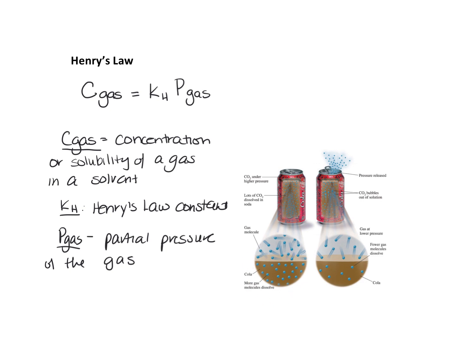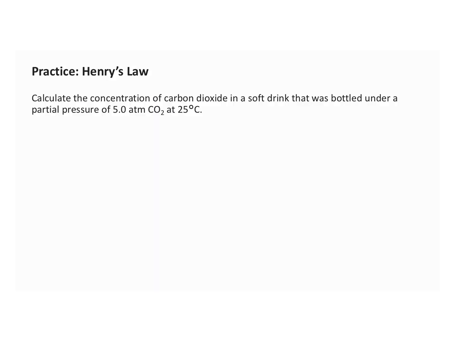So let's look at an example using Henry's law. So we're going to calculate the concentration of carbon dioxide in a soft drink that was bottled under a partial pressure of 5 atm CO2 at 25 degrees Celsius. When you do this problem, you will also be given Henry's law constant for CO2. And so I just neglected to write it here apparently. 3.1 times 10 to the negative 2 moles per liter times atm. Okay. And so to be able to solve for this, we need to use Henry's law.